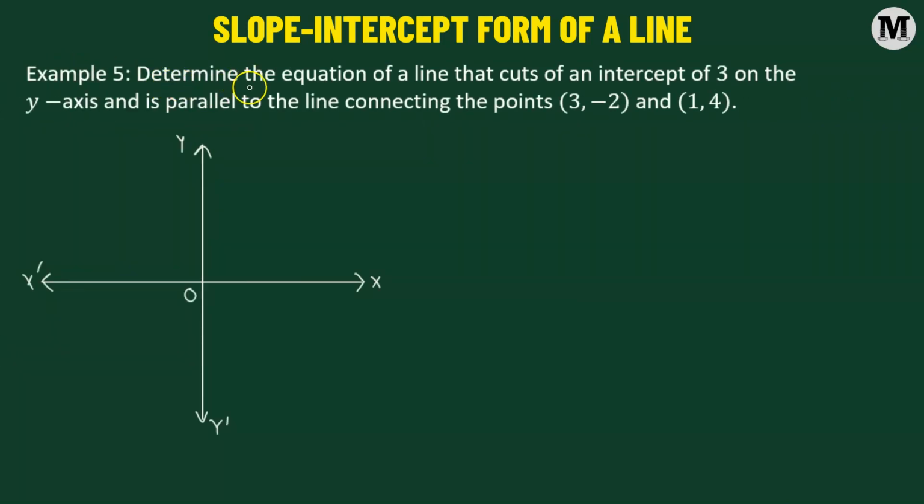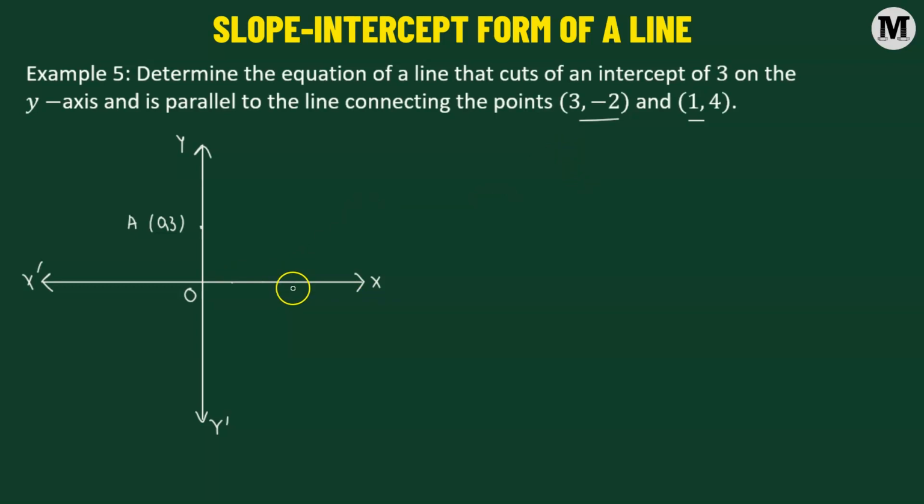Problem number 5. We need to determine the equation of a line that cuts off an intercept of 3 on the y-axis. So that means the line is going to pass through the point (0, 3). We're going to name this point A. And the line is going to be parallel to another line, which is formed by connecting the points (3, -2) and (1, 4). So let's try to roughly plot the point (3, -2).